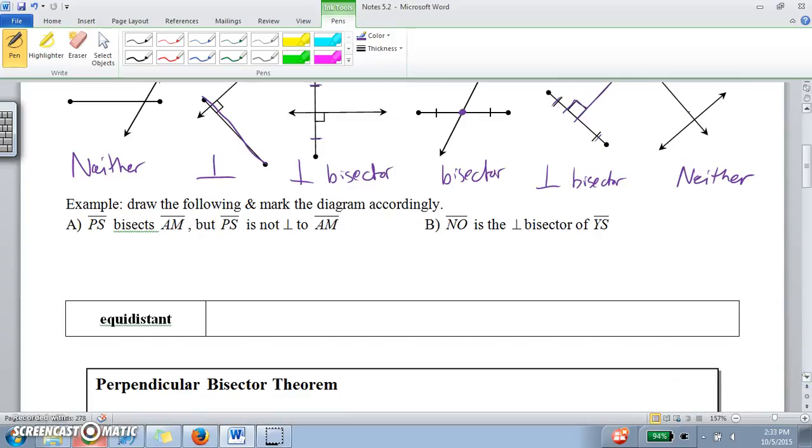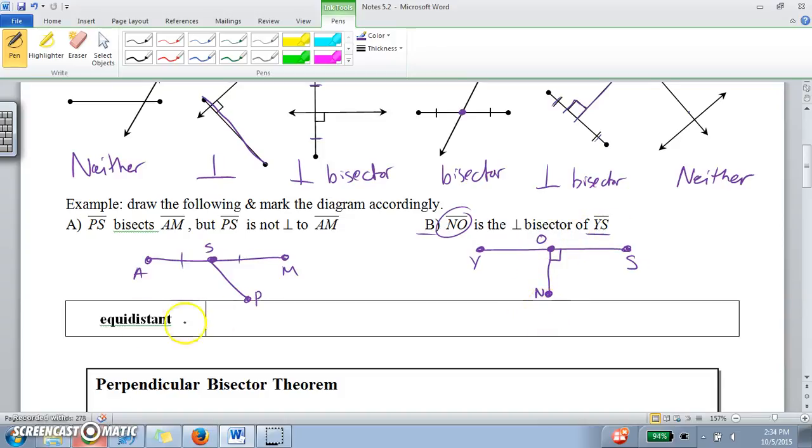So draw the following and mark the diagram accordingly. PS bisects AM. So draw segment AM. So PS bisects AM, but PS is not perpendicular to AM. So if it bisects it, it cuts it in the middle. So this could be segment PS. It's not perpendicular, but it is a bisector. Next one, NO is the perpendicular bisector of YS. So NO is the perpendicular bisector of YS, meaning NO cuts YS in half. So YS is here. NO is the one perpendicular to that and the one cutting it in half.